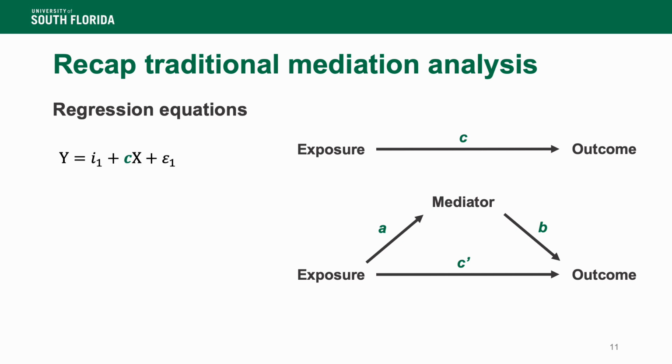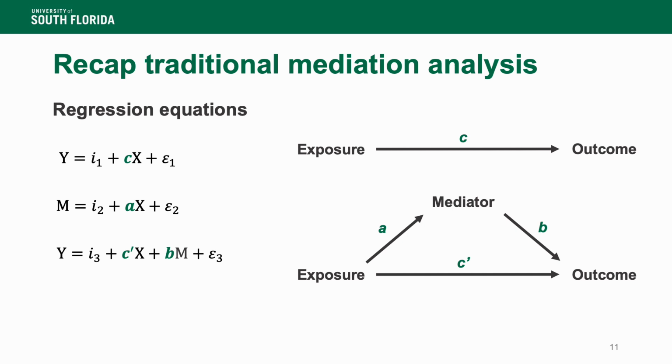In this first equation, y represents the outcome, I1 represents the intercept, x represents the exposure, and the C coefficient represents the estimate of the exposure outcome effect. In the second equation, m represents the mediator, I2 represents the intercept, x represents the exposure, and the A coefficient represents the estimate of the exposure mediator effect.